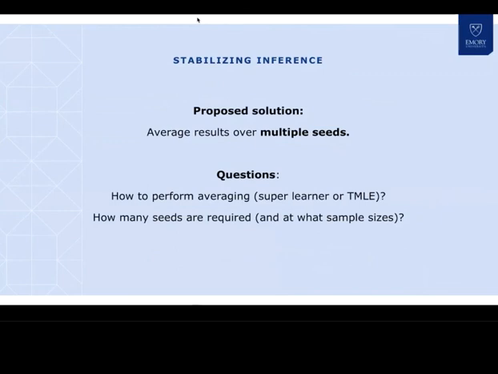There are two scales you can think about averaging on. You could fit multiple super learners, average the fits from those super learners, and throw that into TMLE. Or you could fit a super learner, throw that into TMLE, get your answer, do that many times, and average on the scale of your point estimates. Both can be justified theoretically, so which one is better in practice? The second obvious question is how many seeds I need before my inference settles down, and how that depends on sample size. You can go to the next slide.